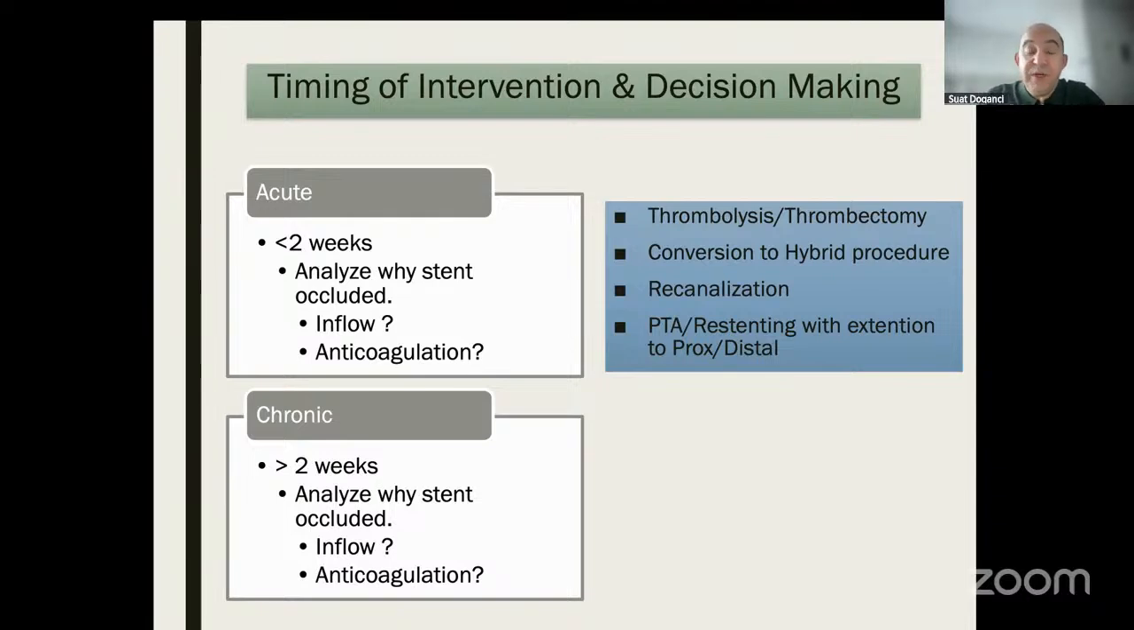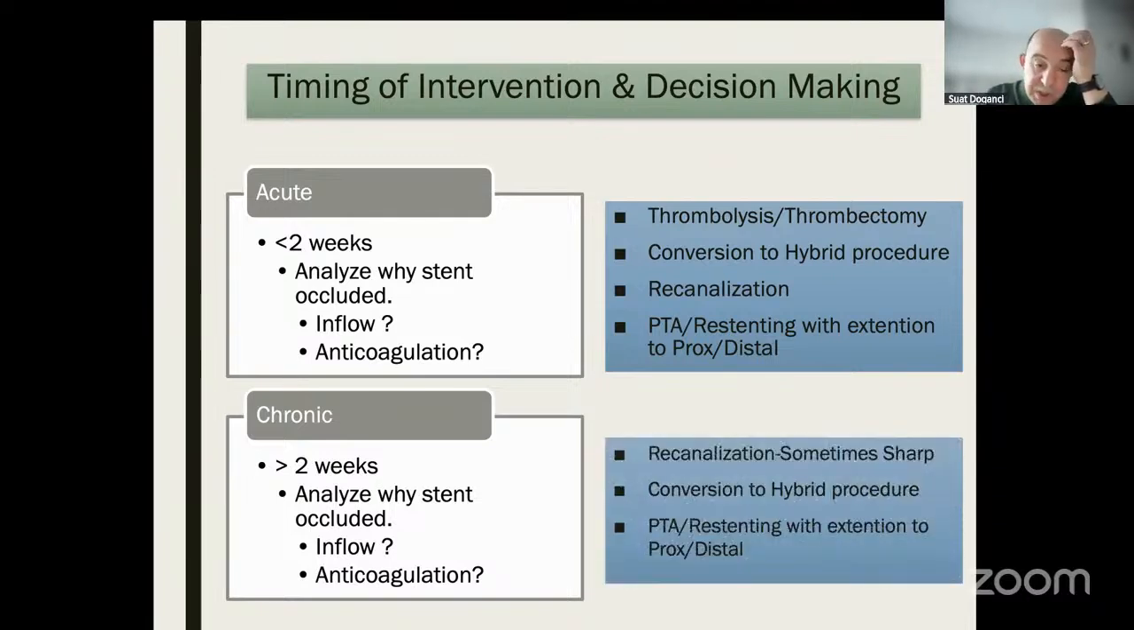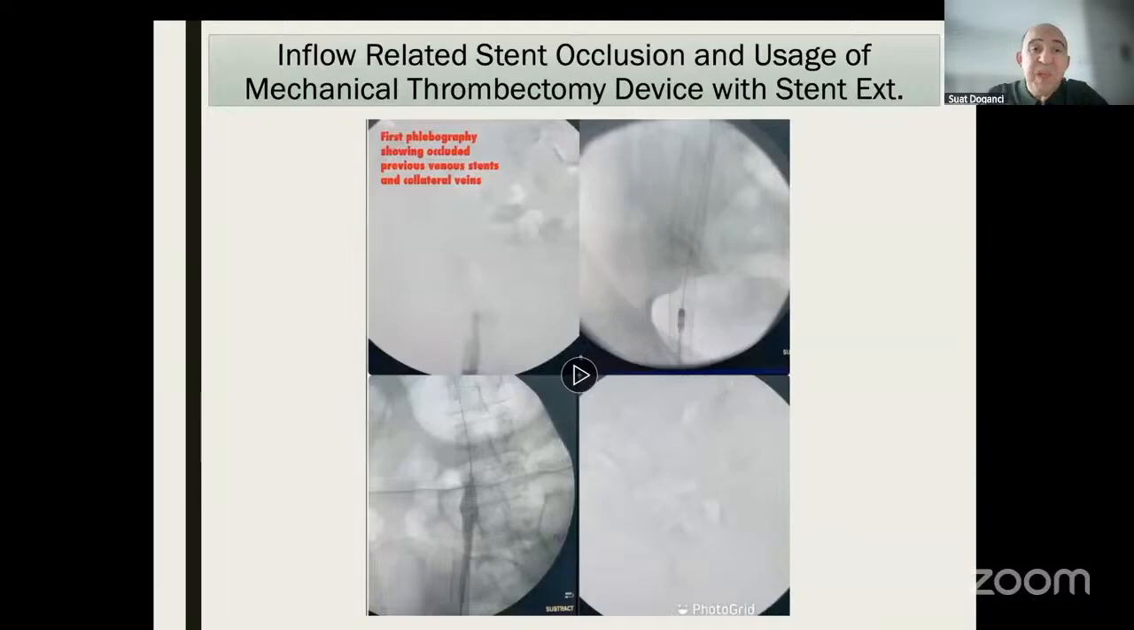And if it is a chronic case, then I think sometimes we can recanalize it again, or maybe we can still convert to a hybrid procedure, and we can do balloon angioplasty, restenting, or maybe debulking related with this problem. I will show some cases of mine which I have done before.